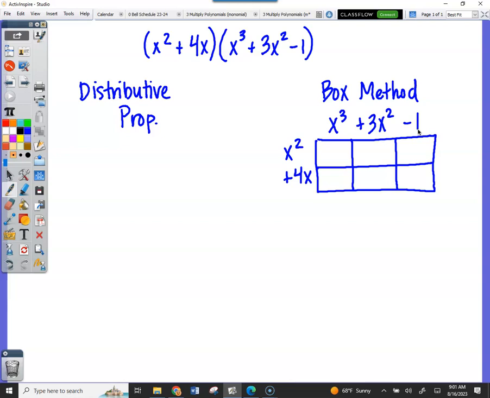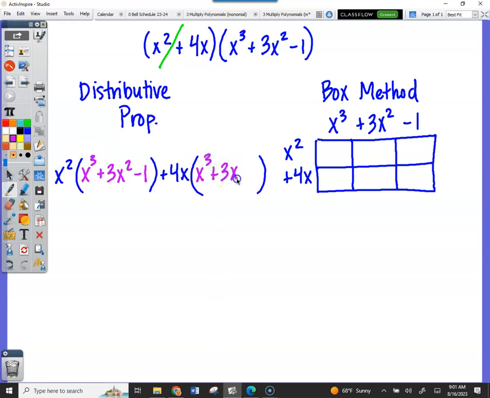Then you would start multiplying. Here's the distributive property. You take the first set of parentheses and split it. So we have x squared, plus 4x. Then you take the second set of parentheses and you repeat. Because now what you've just done is broken it down into a monomial times a trinomial, which is the same thing you're doing over here. You just have the box to organize that multiplication.